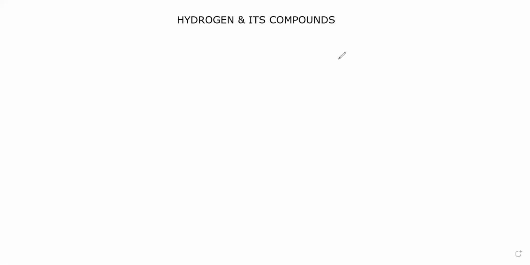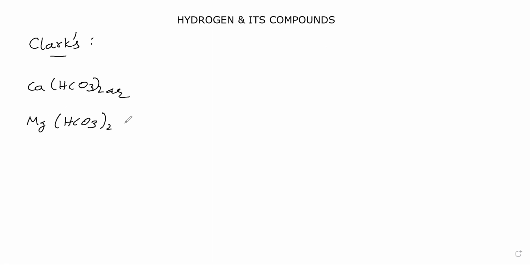Let us continue hydrogen and its compounds. In that, we are discussing Clark's method. This Clark's method is used for removing temporary hardness. So now we will take the water in which temporary hardness causing salts are present. That is calcium bicarbonate is present. Then magnesium bicarbonate is present. These salts cause temporary hardness to the water.